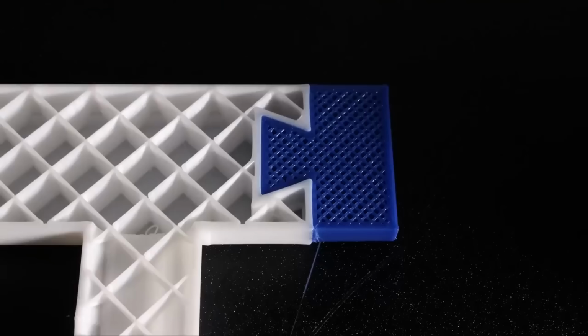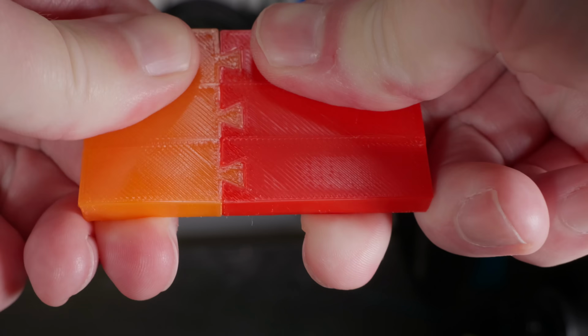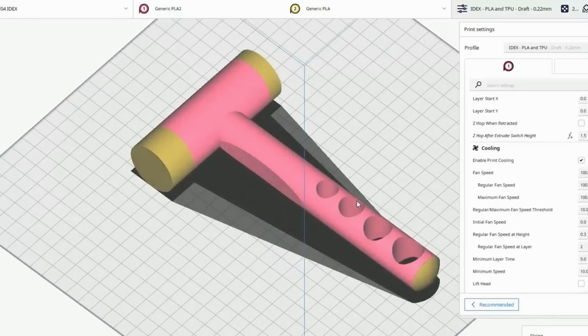The workaround was to design in features that mechanically bond together parts of multi-material prints. So we're talking about design time in the CAD, and that's fine if you're happy to do that and you are actually using your own designs. So what's the downside to that, and why do we need to fix it in the first place? Well, it's twofold, I guess.